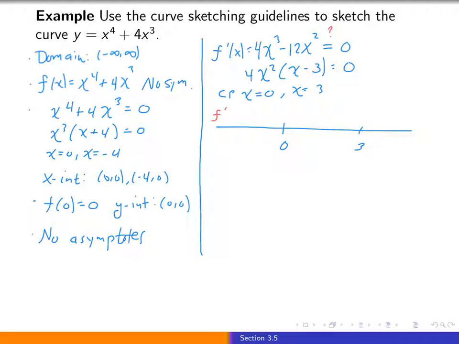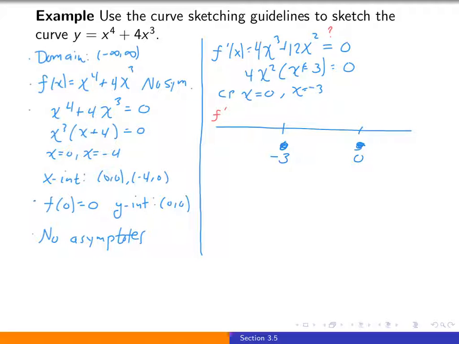Well, thinking about, and I just realized I had a tiny typo here. When I took the derivative, this should have been plus 12x squared, so plus 3. And the critical points are 0 and minus 3. So the critical point on the left, let's change that to a minus 3, and the critical point on the right, we'll call that 0.